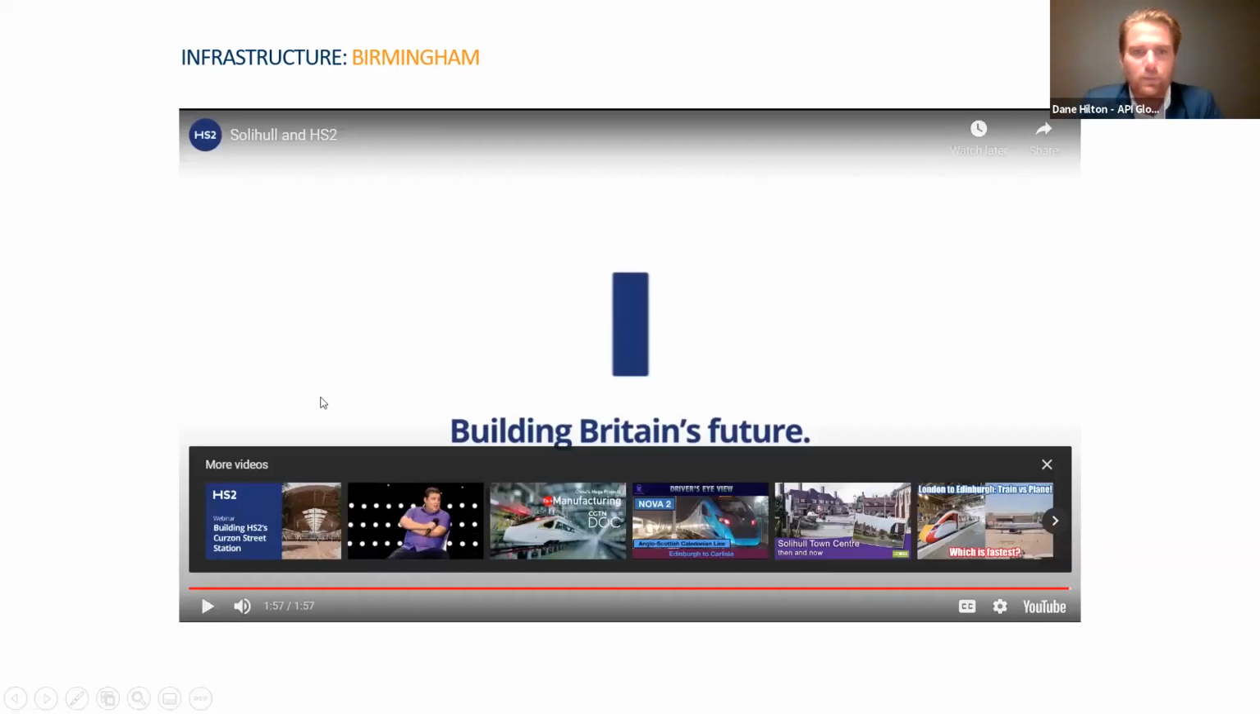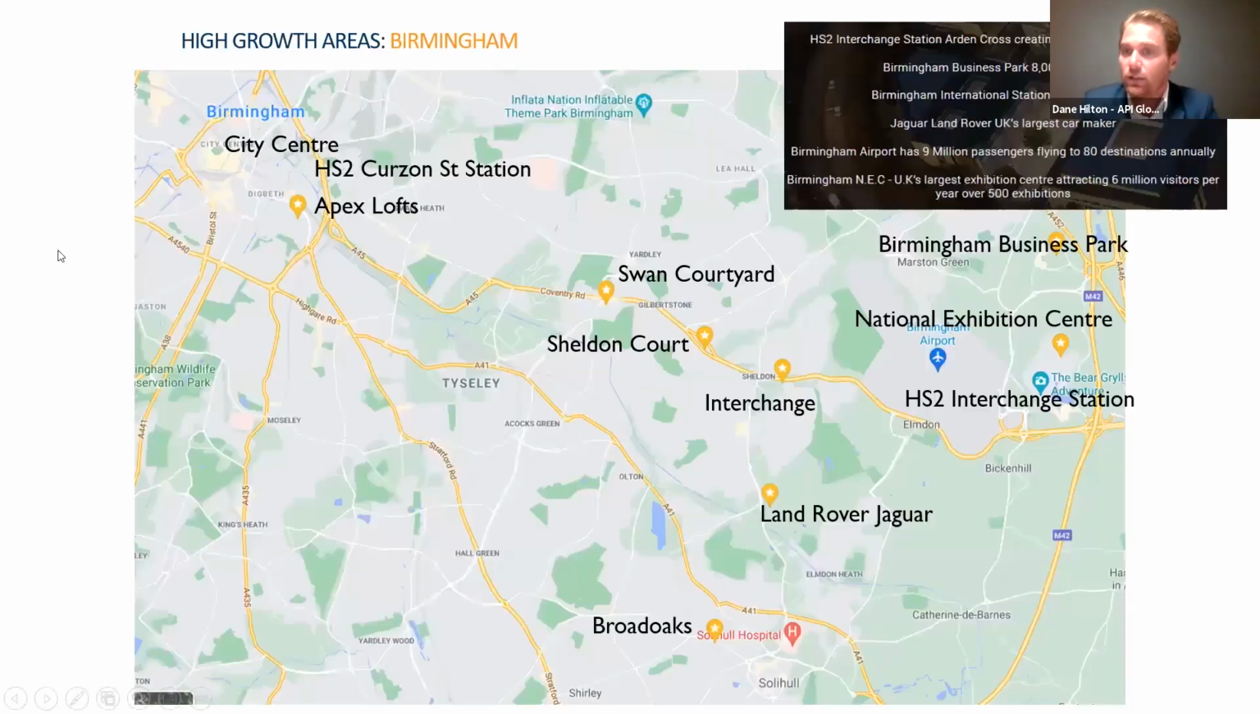So, there's been a lot of talk in the news about HS2 proceeding, isn't it? So, that's a great way to show you that it's under construction, it's underway, and Birmingham Interchange Station, and then obviously Curzon Station, Birmingham's got 2 stations in it, are really going to be at the forefront of the benefit of this.